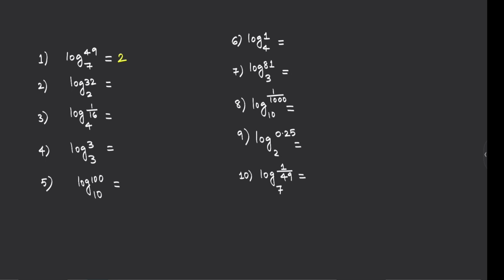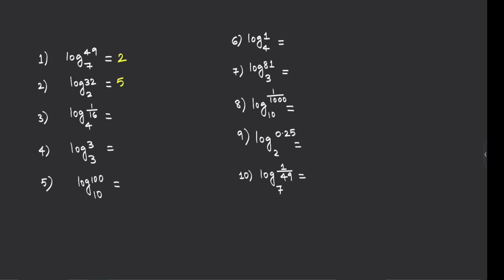Next one, log 32 to the base 2. Here what is the meaning of this? How many times 2 should be raised to get 32? 2 into 2 into 2, like that 5 times it should be raised. So the result is 5.